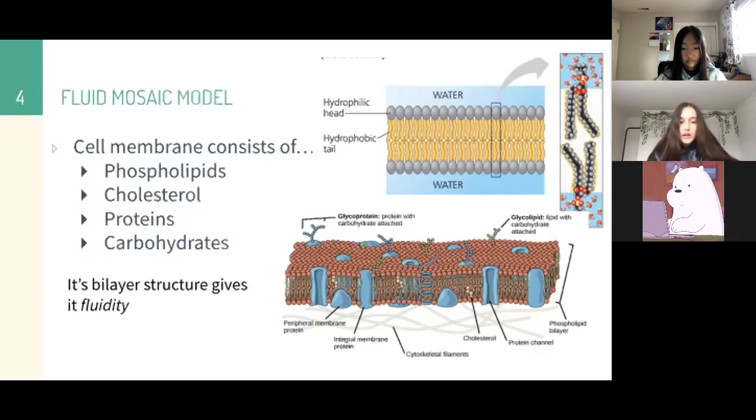And as I said earlier, it has a bilayer structure. So there's two phospholipids, and that's what gives its fluidity. And that's why it's called a fluid mosaic model.